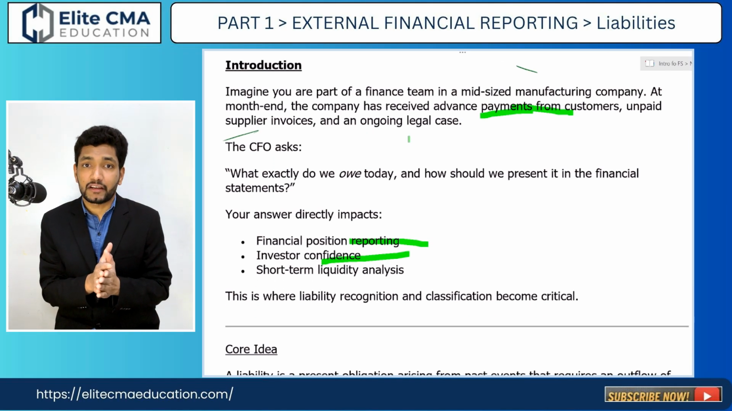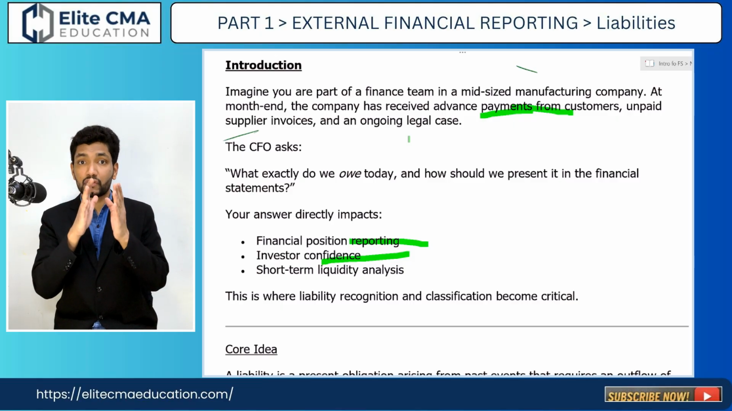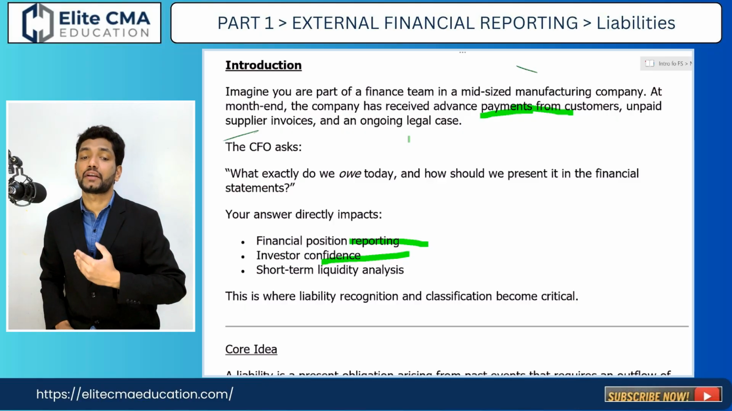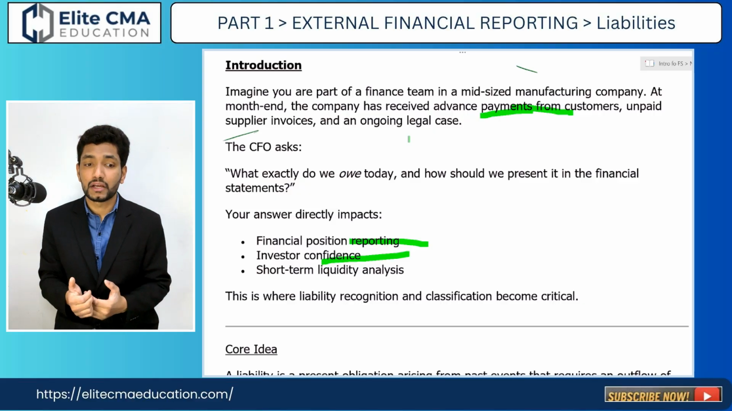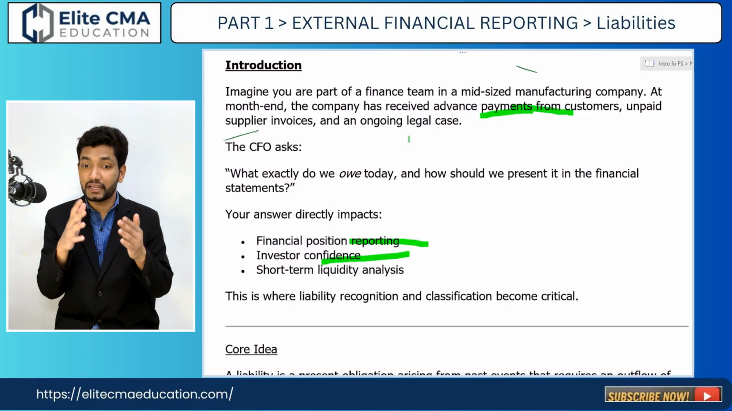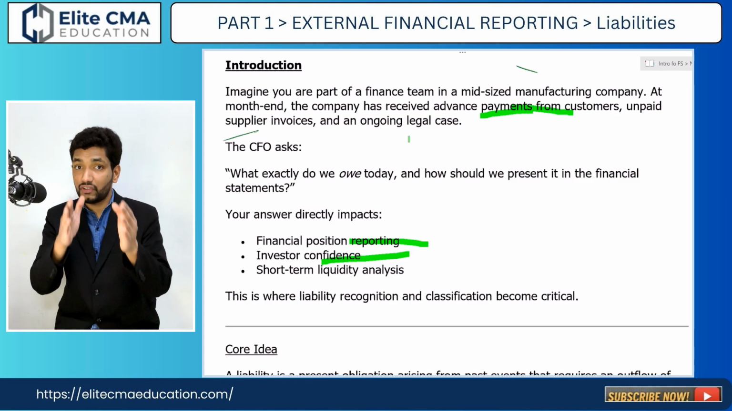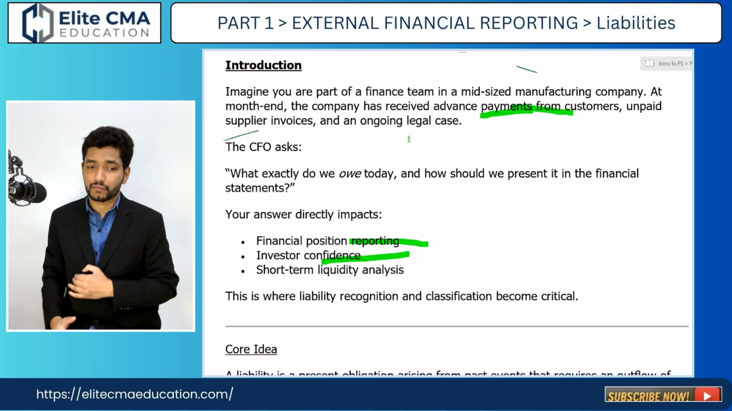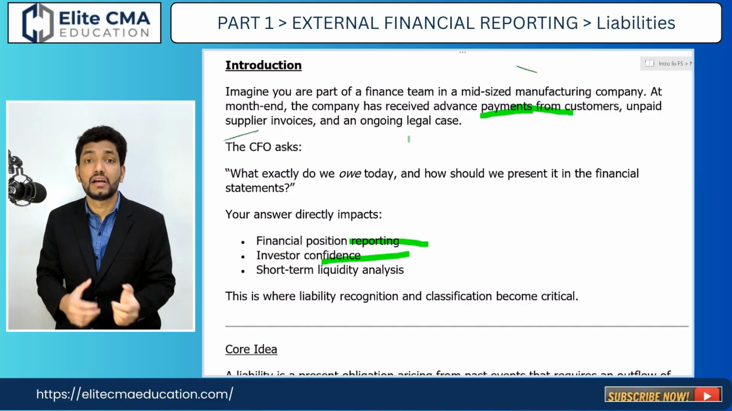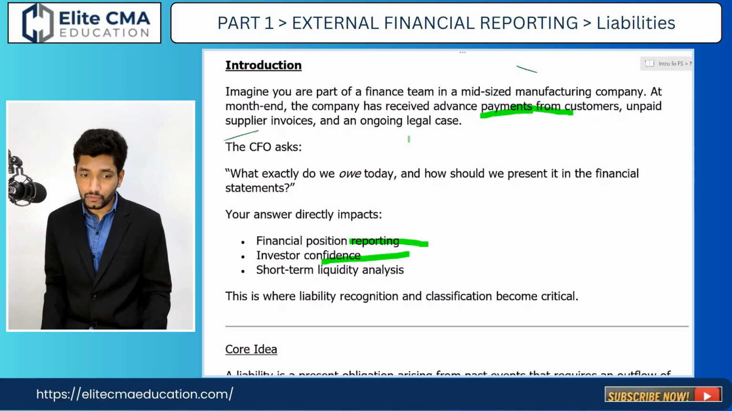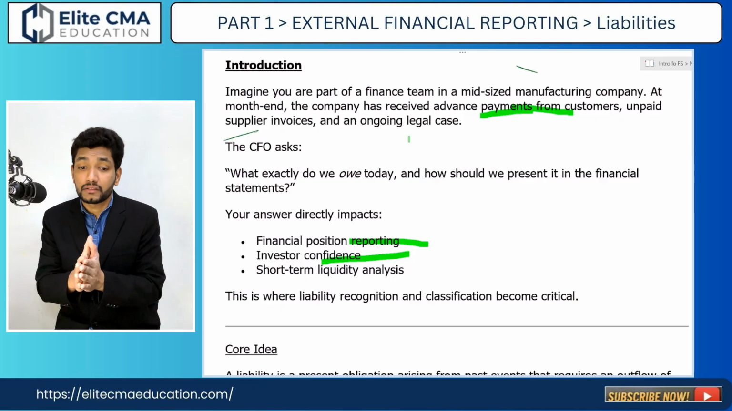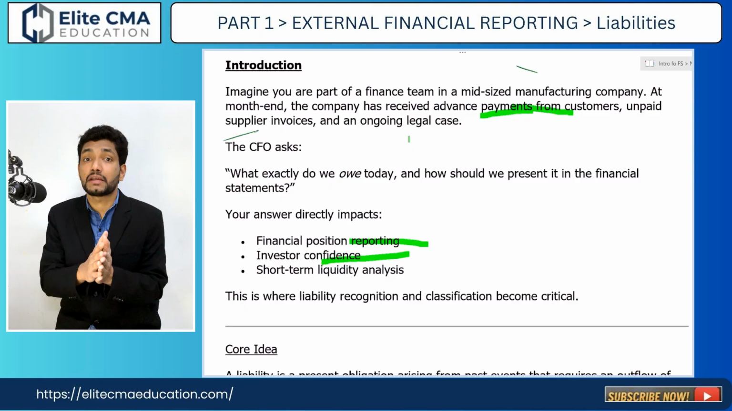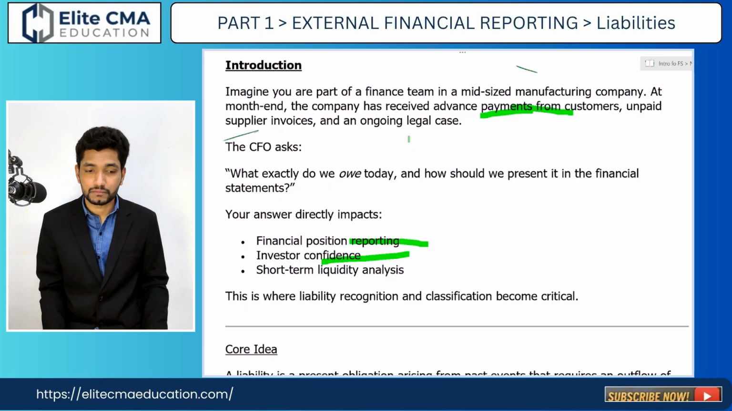This is about liability recognition: how you recognize liabilities in cases like the advance payment received from customers, the ongoing legal cases, and the unpaid supplier invoices. How you treat these in your financial statements will determine your financial position reporting, your investor confidence, and your short-term liquidity. This is why the classification of liabilities and their recognition is very critical and important in a financial statement.